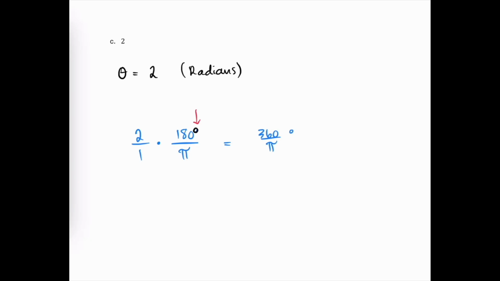Now this is a strange looking value, so it may look a little nicer if we were to get an approximation here. Dividing 360 by pi, we would get 114.6, and again the units are degrees. But the directions said to indicate our answers using exact values, so this would be the answer, although it looks a little nicer if you were to approximate.